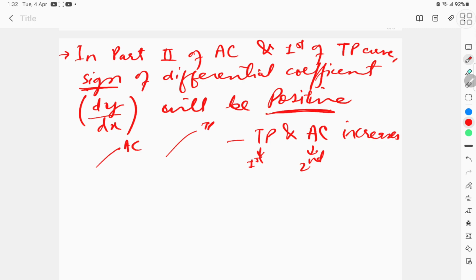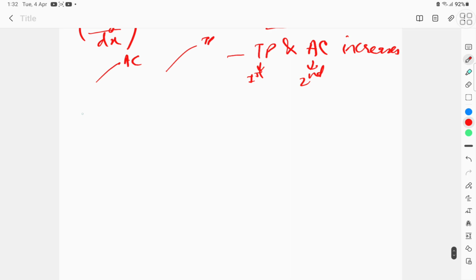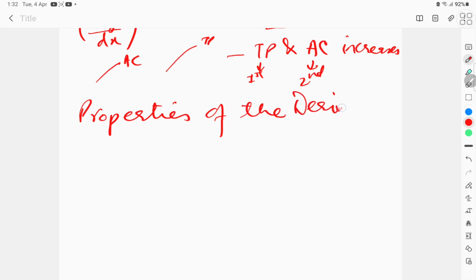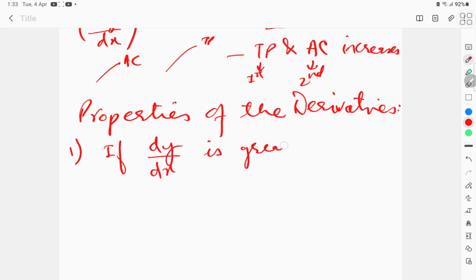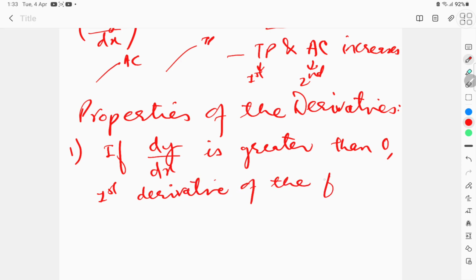The relation of a function with respect to its derivative gives us the following important properties of the derivatives. Now we will consider the properties of the derivatives. Write it down. The first derivative tells the relation between x and y. So the first one is, if dy with respect to dx is greater than 0, then the first derivative of the function is positive.